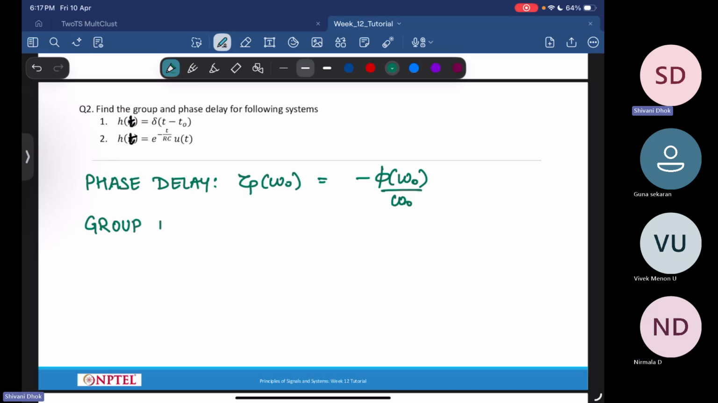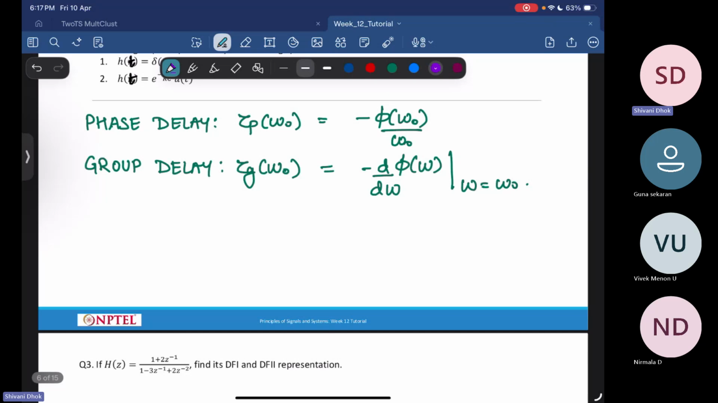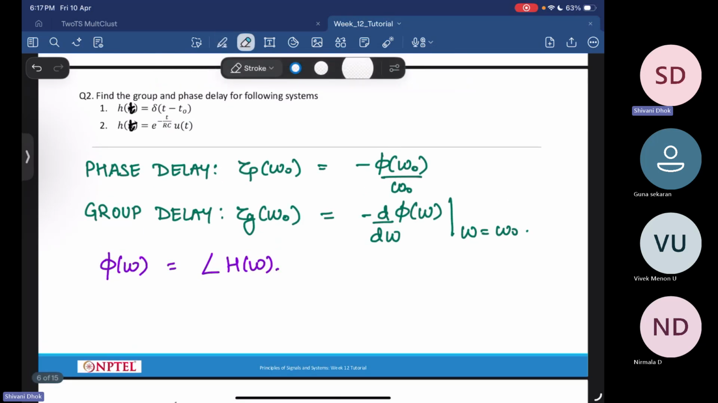And group delay is your tau g of omega naught, which is equal to minus d by d omega of phi of omega evaluated at omega equal to omega naught. And what is your phi of omega? Your phi of omega is nothing but the angle of H of omega. What is given to us in this question is not capital H of omega. We are given the impulse response in time domain, which means first we need to get H of omega from H of t. That is, we need to find the Fourier transform first.